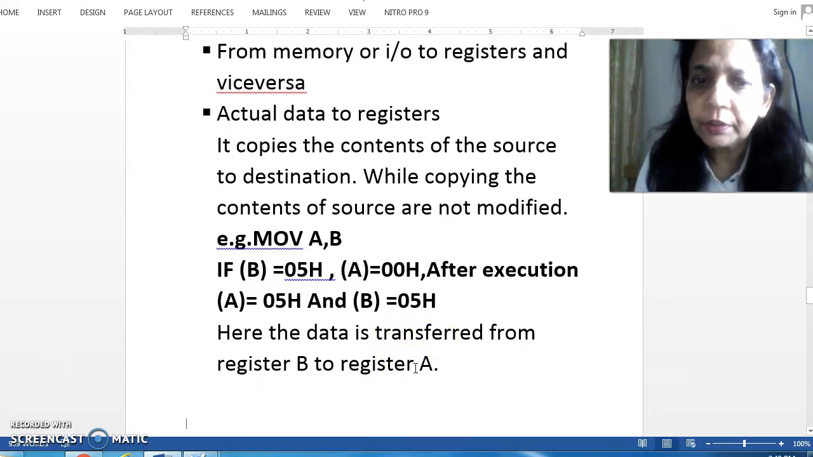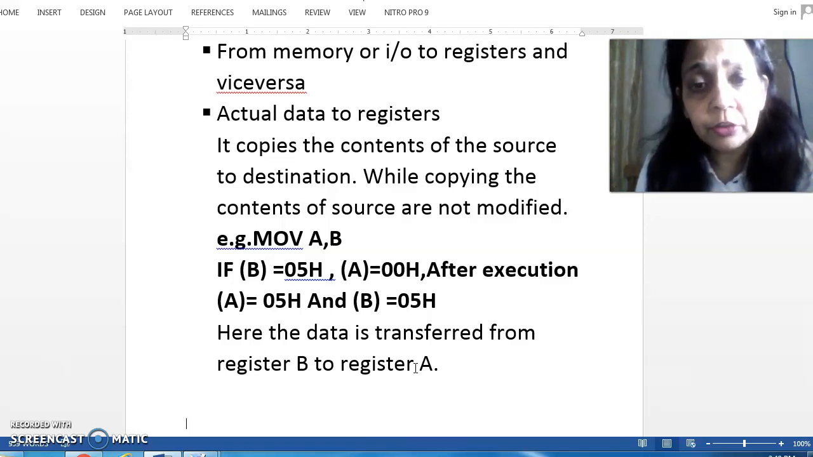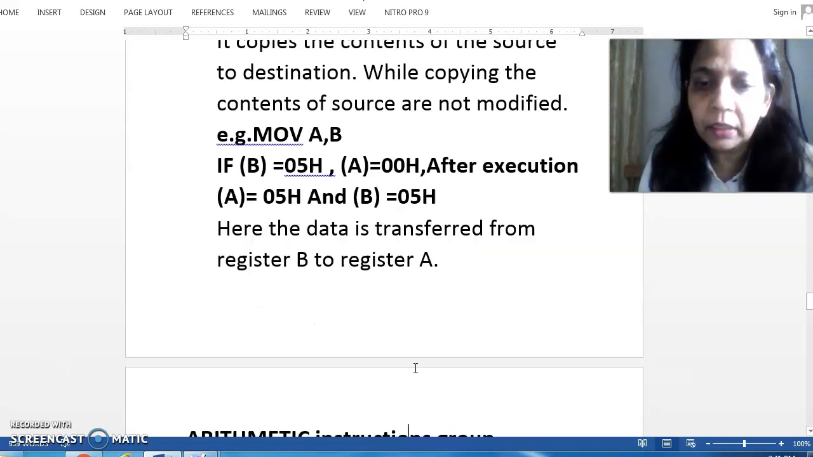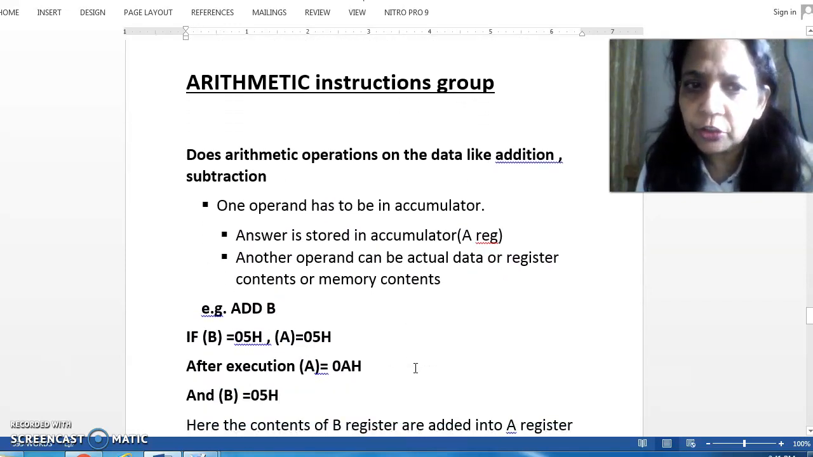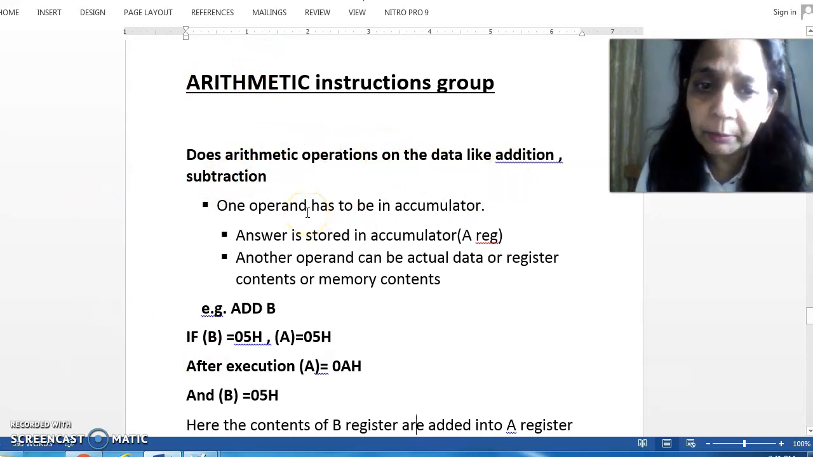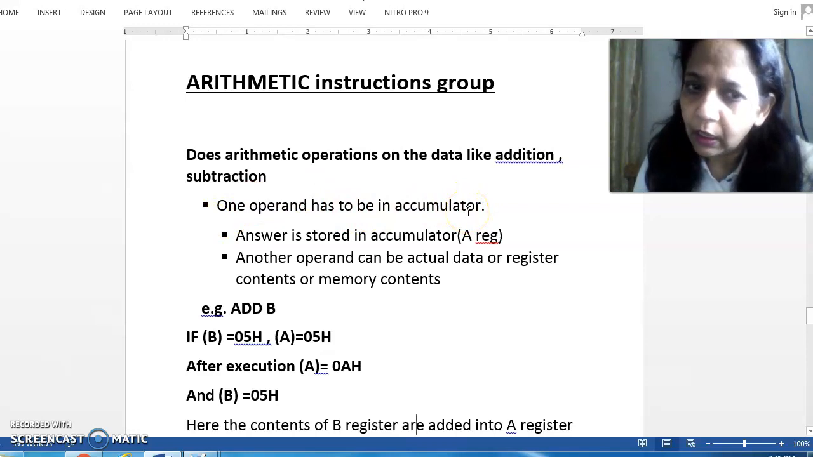Generally, data transfer group instructions do not affect the flag register, because the flag register is mainly affected by which instructions? Arithmetic and logical instructions. After you do an arithmetic operation, the flag register will be modified. The arithmetic instruction group will do all arithmetic operations on data like addition, subtraction, incrementing, decrementing, and so on. Now, one operand has to be in the accumulator in that case, always.